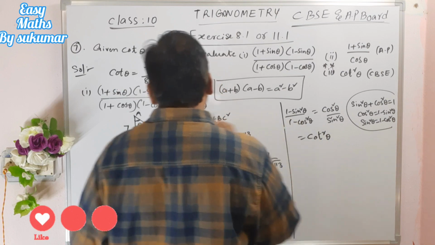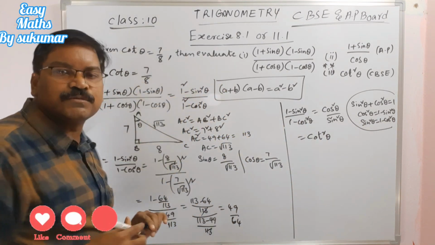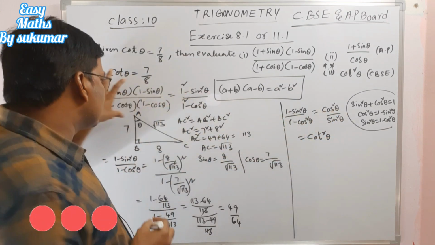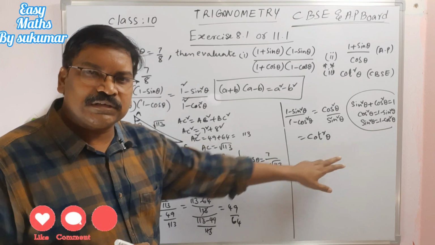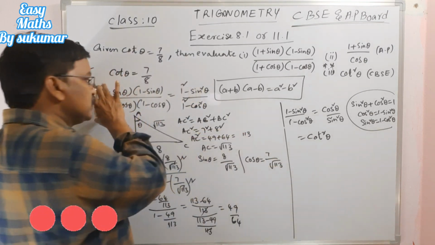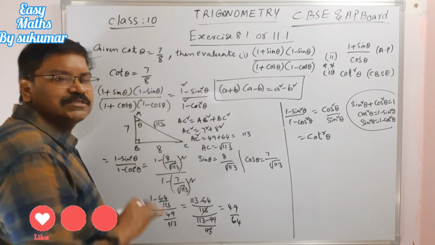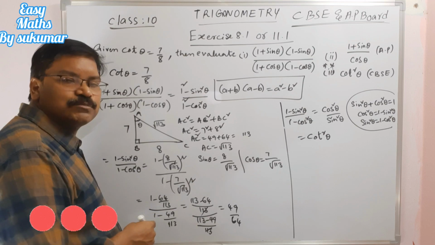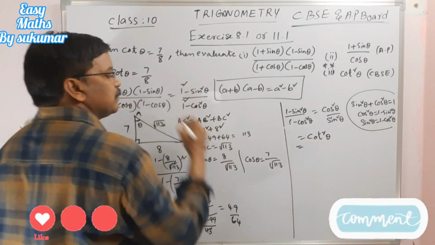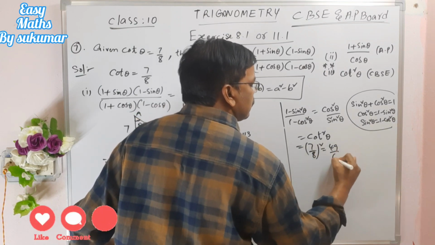If you square this value, 1 plus sine theta by 1 minus sine theta by 1 plus cos theta times 1 minus cos theta, actually this result is equal to cot square theta. If you square that cot theta, then it is equal to this entire expression. So just simply make it square, that means 7 by 8 whole square, that is 49 by 64.